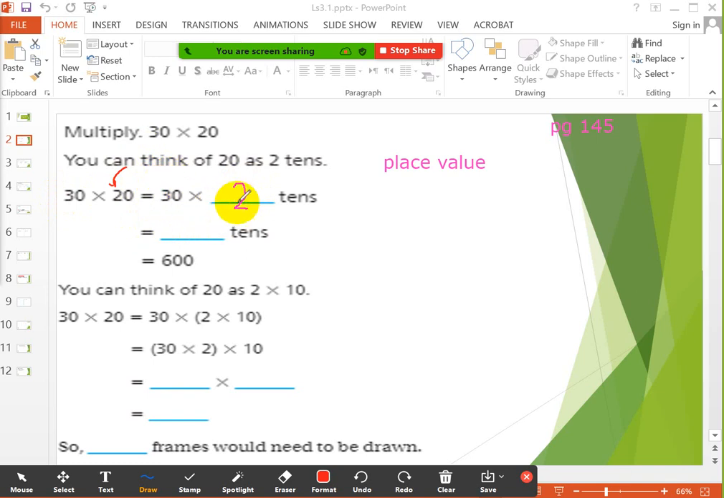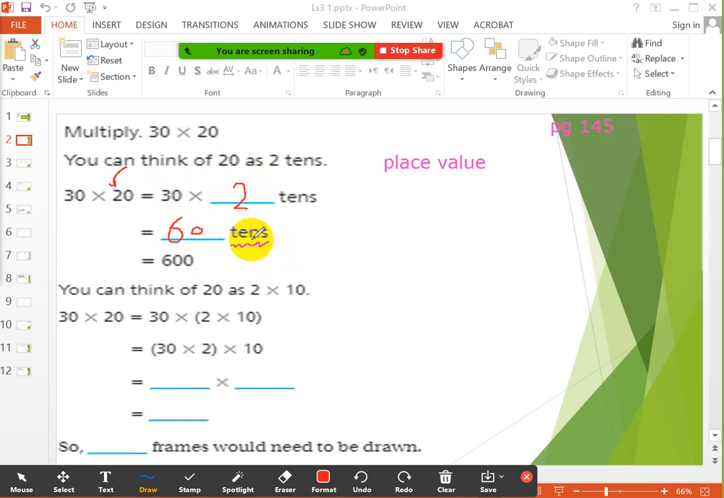So 30 multiply 2. Look, you can multiply 3 with 2 and put 0 next to the answer. 3 multiply 2 equals 6. And put 0 next to the answer, so it will be 60. But 60 what? 60 tenths. Okay?